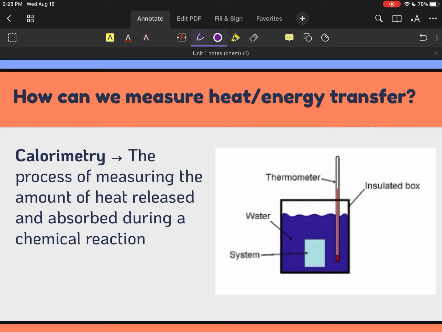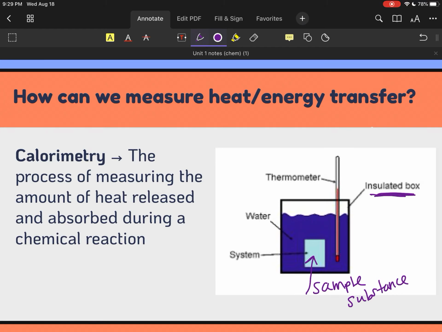So you have a container, okay? We call it some type of insulated box. We want it insulated because we don't want this energy that's being transferred to escape. We want to contain it so that we can measure it correctly. So inside this small box right here is where we have our sample substance, whatever it is that's going to be releasing our energy. And then we have it surrounded by water.